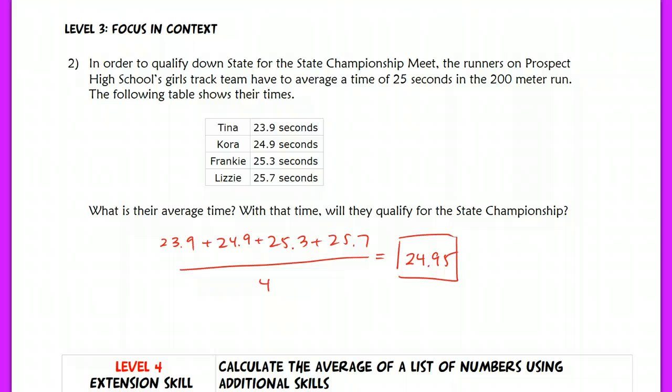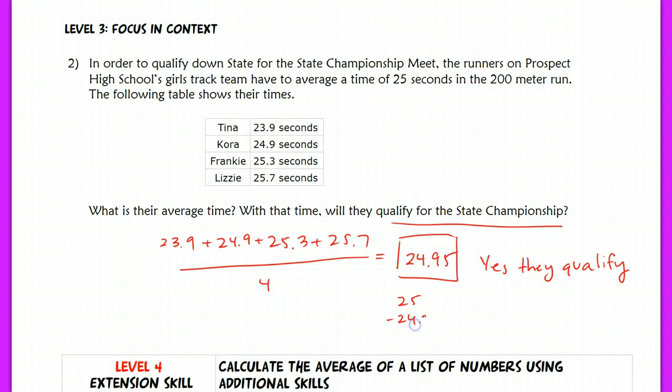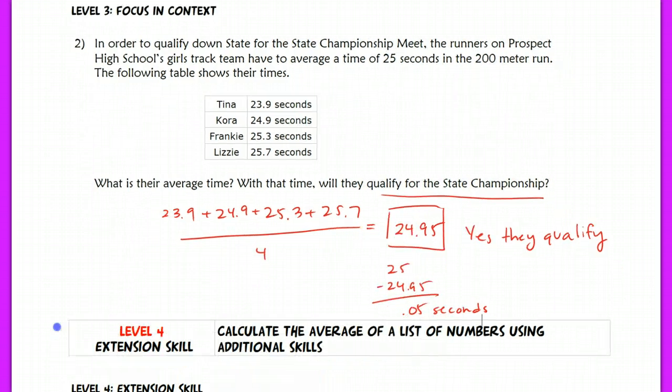Now the second question here is kind of how we're adding an additional skill. It says, with that time, will they qualify for the state championship? Now, what you're going to do is look and see if they're under 25 seconds, which in fact they are. So yes, they do qualify. Sometimes we might ask you a question like, how much do they qualify by? And in this case, you would subtract 25 minus 24.95 to get 0.05 seconds. So 5/100ths of a second.